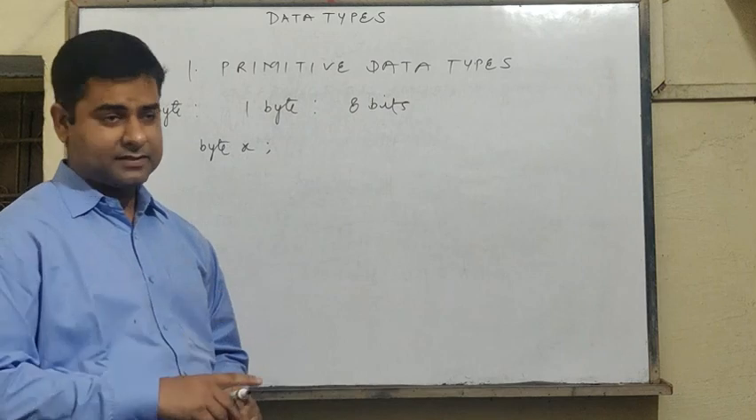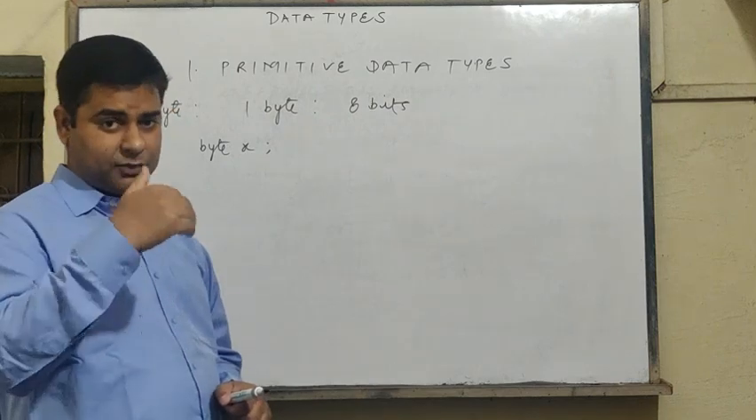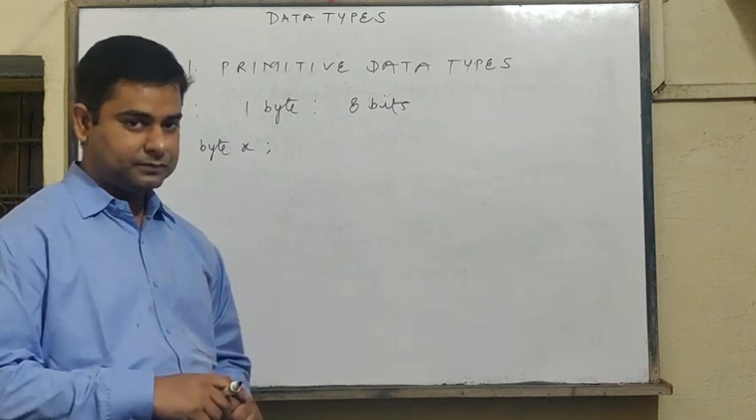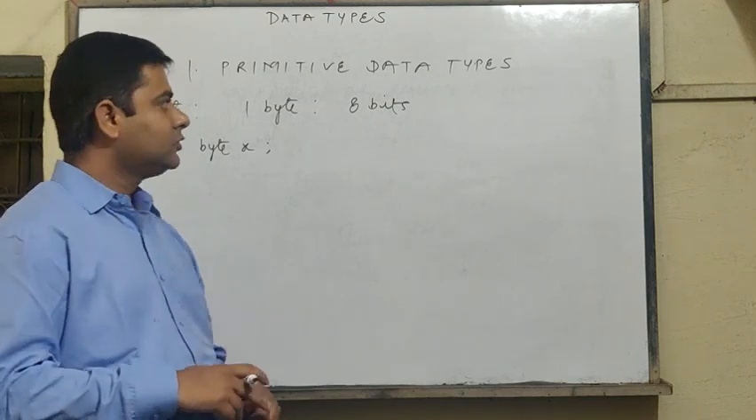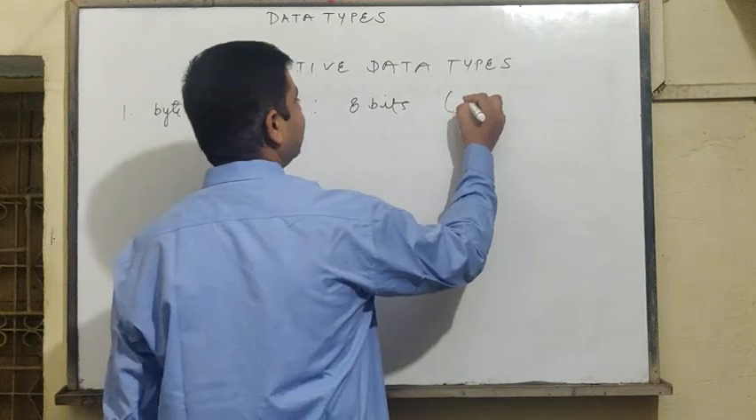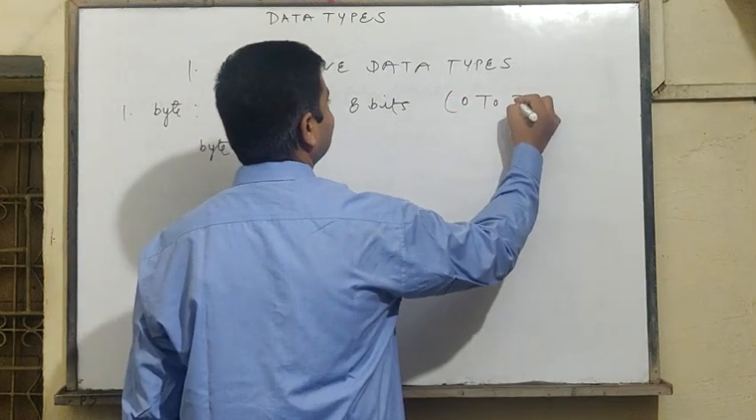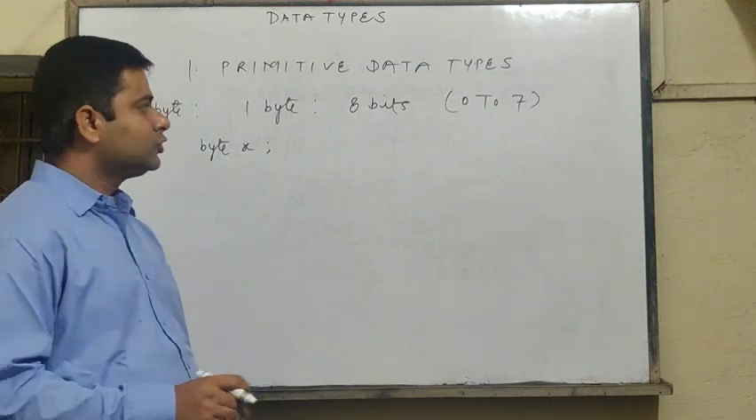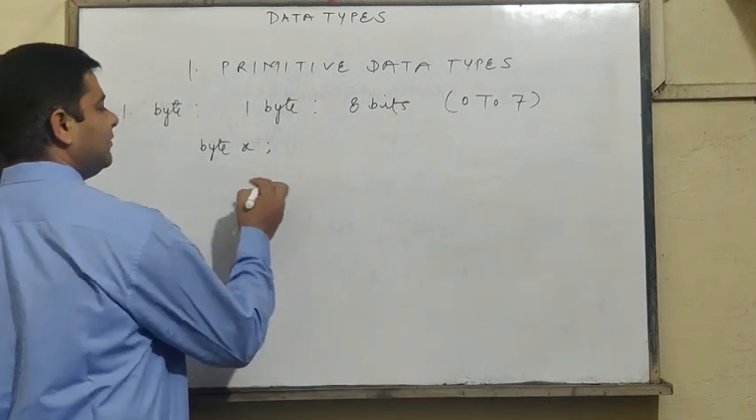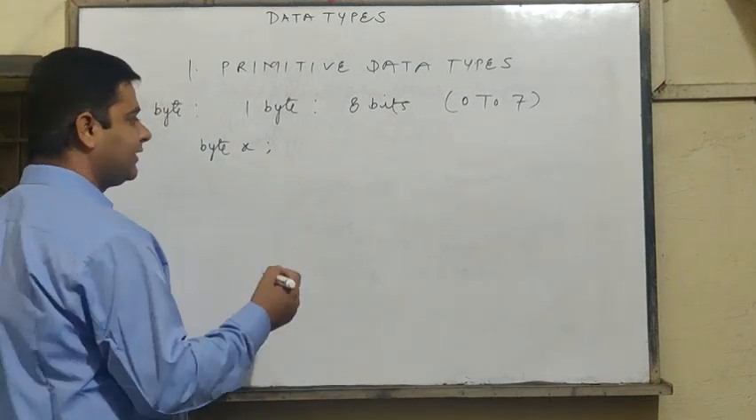Then here we can see 1 byte assumes 8 bits. 1 byte equals 8 bits. In computers, computer starts counting the bits from 0. So 0 to 7, how many bits will be there? 8 bits. So its size, meaning minimum value and maximum value, how shall we calculate?